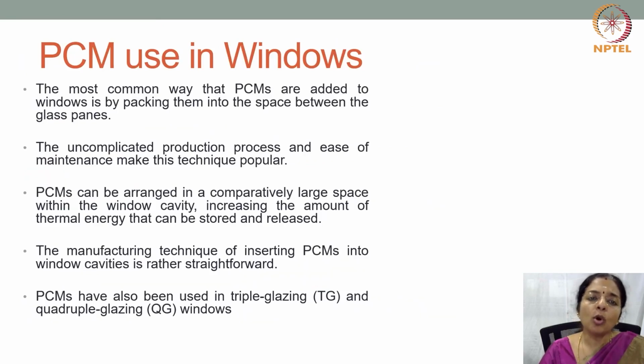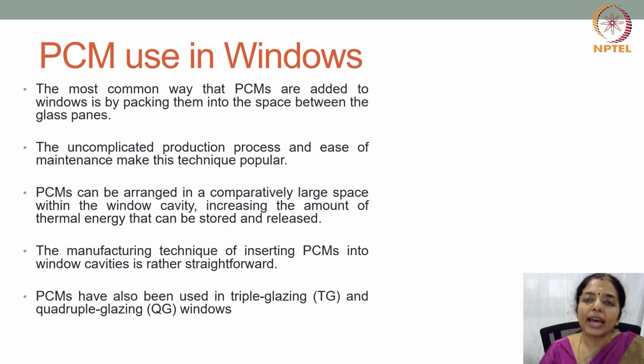The most common way that PCMs are added to windows is by packing them into the space between glass panes. The uncomplicated production process and ease of maintenance make this technique very popular. PCMs can be arranged in a comparatively large space within the window cavity, increasing the amount of thermal energy that can be stored and released.